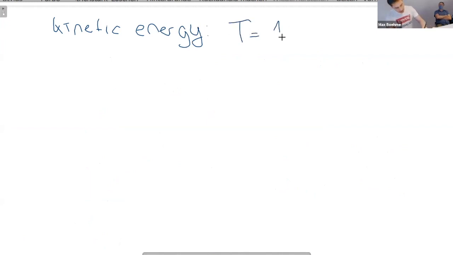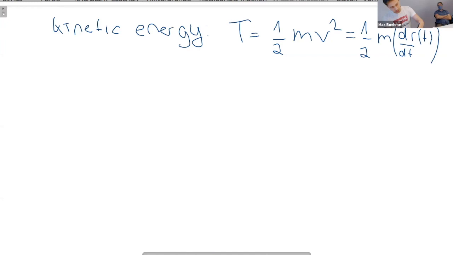T equals 1/2 the mass of the particle times V squared. What is V? This is the velocity, so it's the first derivative of a position. Spread the velocity.